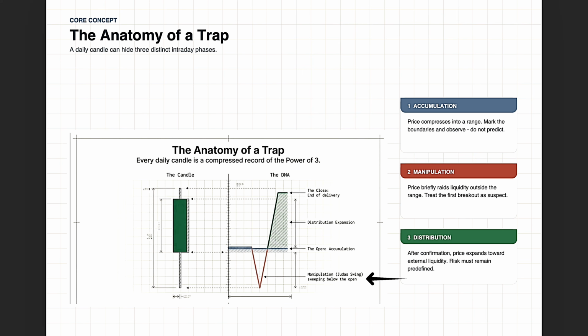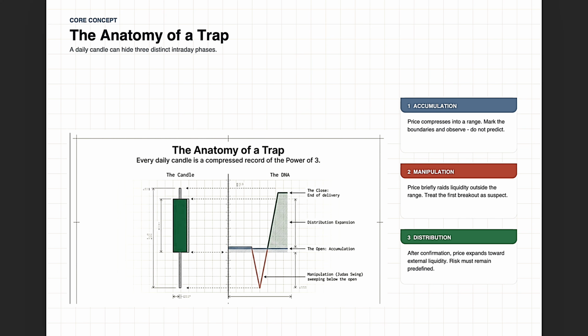That's your second one. Manipulation. The price briefly raids liquidity outside the range. Do not trade the first breakout, the suspect breakout. That was the manipulation. You shouldn't enter here. Look here. The candle opened below. It went and broke down. It created this, and here a manipulation will be created. Most people here will think that since the candle is forming negatively, the market will go downwards, and because of that, people get trapped in the manipulation here.